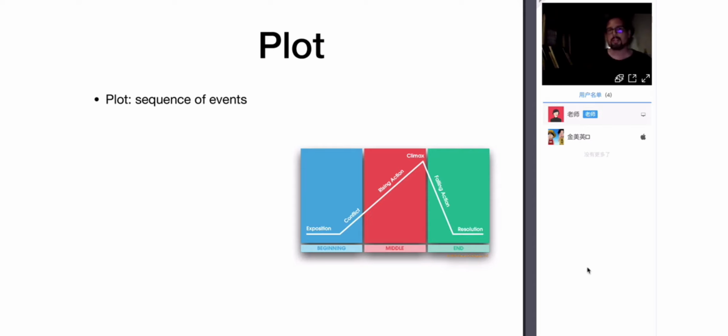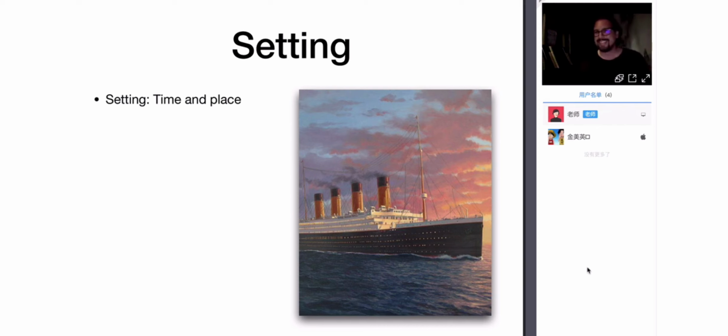What is the plot? The sequence of events, beginning with exposition, helping the reader to understand who's who and where the story takes place. And then there's a trigger moment, some kind of conflict, rising action, climax. Okay? The setting. Where does the story take place and when?